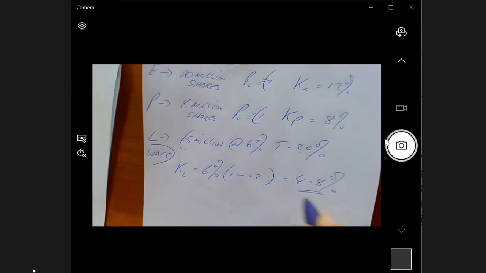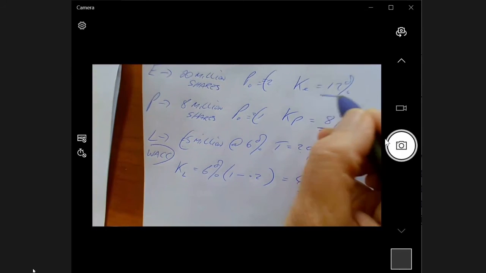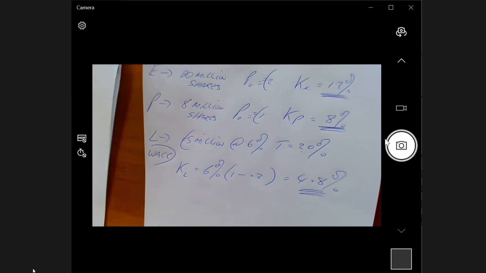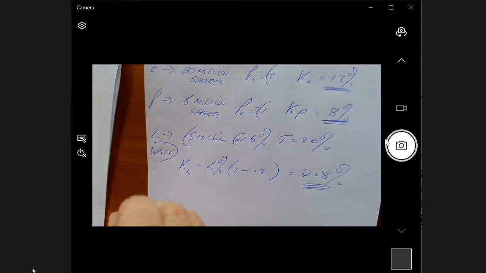So now I have the cost of the loan after tax, I have the cost of the preference share given to me in the question, and I have the cost of the equity at 12%. I just need to figure out what are called the market values. So if I can get the market value of each one of the different forms of finance, then I'll be in a position to calculate the weighted average cost of capital.